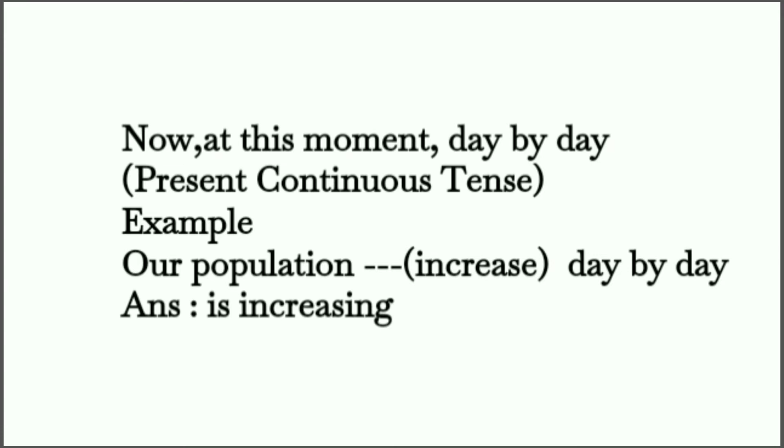Dear students, if you see now, at this moment, day by day, etc. in a sentence, then the sentence will be present continuous tense. For example, our population increase day by day. Here we can see the word day by day, and that is why we can understand that it's present continuous tense. Here the verb is increase, so the answer will be is increasing. Our population is increasing day by day.